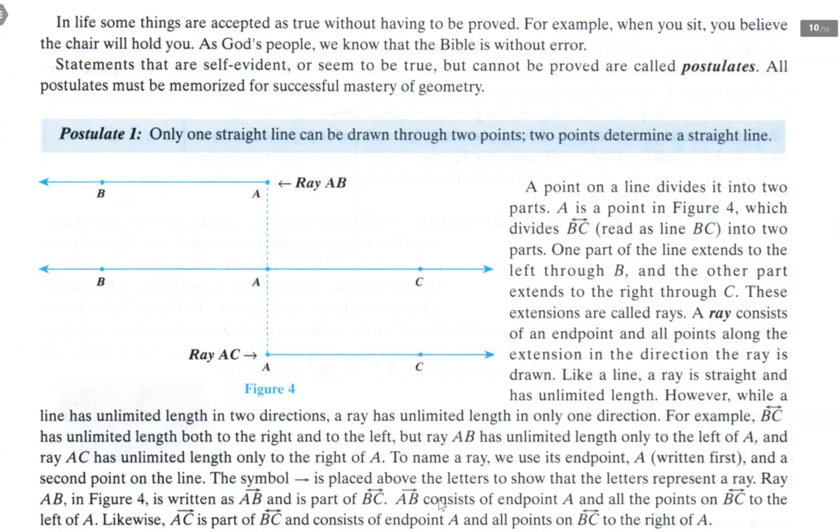Okay, so let's go over some definitions and your first two postulates that you're going to be writing down in your geometry handbook. First, let me tell you what a postulate is. A postulate is a statement that is self-evident or seems to be true but cannot be proved. Okay, that's a postulate. By self-evident, we mean it's kind of obvious. It doesn't really require any explanation.